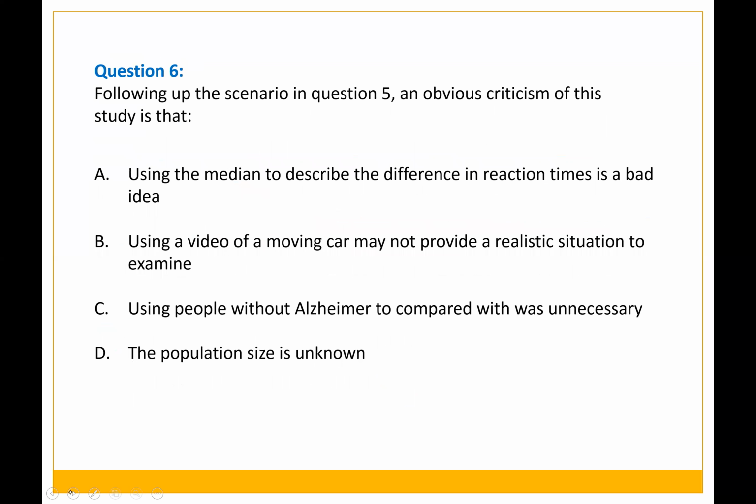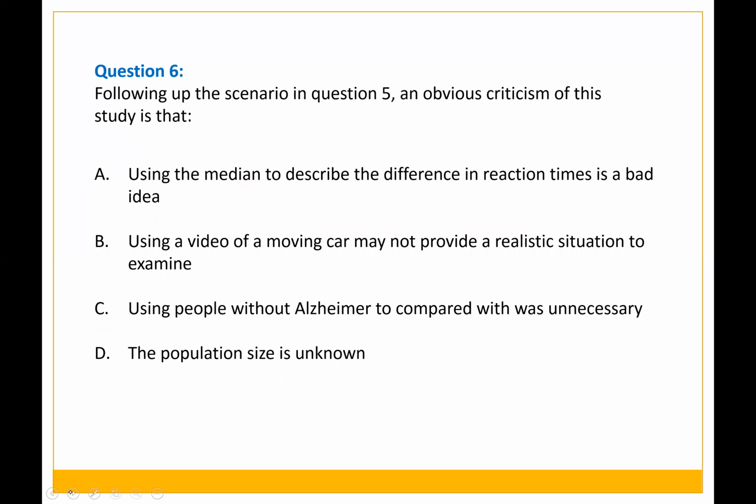Now, question 6. Following the scenario in question 5, an obvious criticism of the study is that, okay, this is one of the questions that, again, stop me if you want to do your own work. The problem with this question is that I also get it wrong, because I get really confused between 2 choices. And the thing with me is that I always pick the wrong choices. I don't know why, but it's just the case.